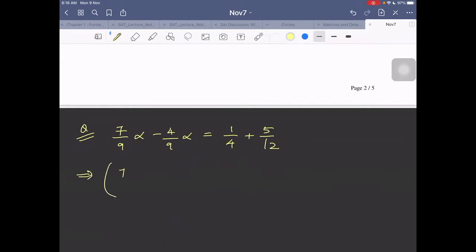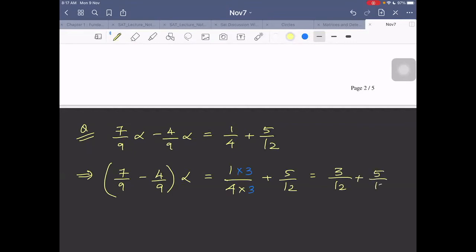On the LHS, we have 7 by 9 minus 4 by 9 alpha. On the RHS, I have to simplify this expression. So the common denominator is going to be 12. So if you want to make it 12, that should be 4 times 3. And the numerator we have 1 times 3 plus 5 by 12. So that is going to be 3 divided by 12 plus 5 divided by 12, which will be 8 divided by 12, which will be 2 divided by 3.